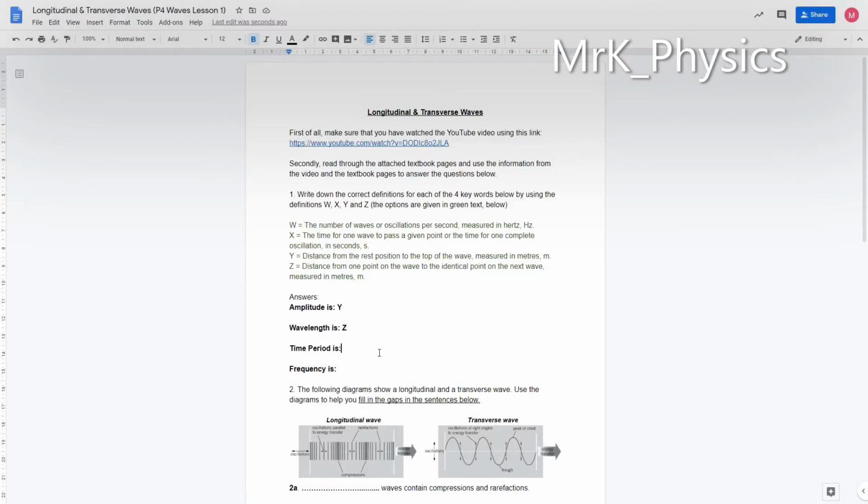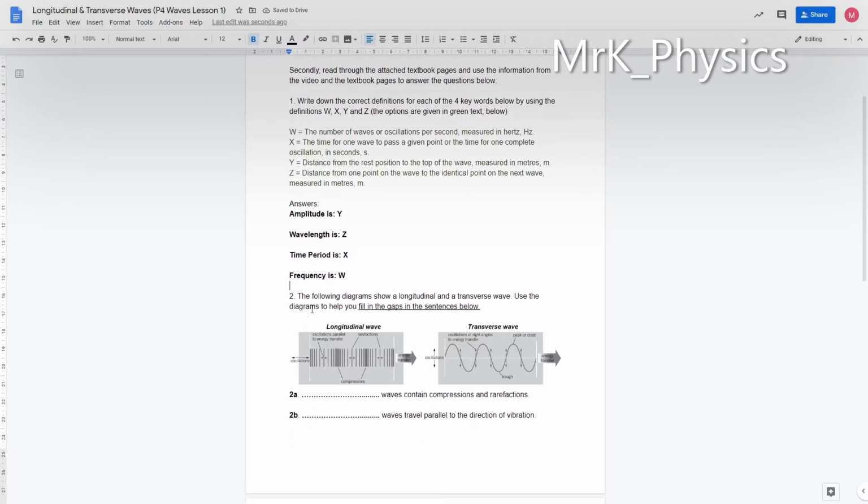Time period is, as you probably would have worked out from where it says the time for one wave to pass a given point, so x, and the frequency, as we saw, is the number of waves or oscillations per second, which is w.